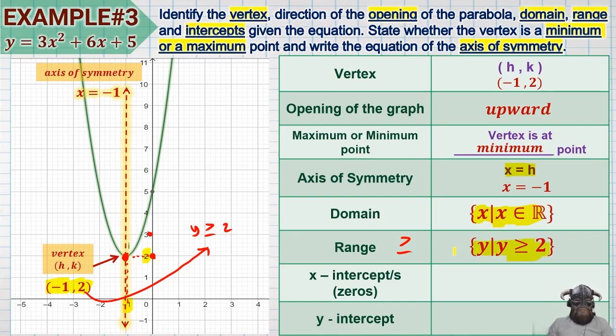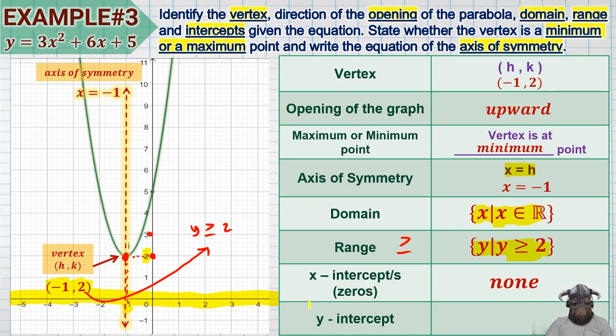Gets po? Now, if you take a look at the given graph, may nakikita ba kayo na tumama yung ating parabola dito sa x-axis? Wala, di ba? So, ito yung example natin na magkakaroon tayo ng not real solution or will not be having an x-intercept. So, none yung sagot natin sa x-intercept.